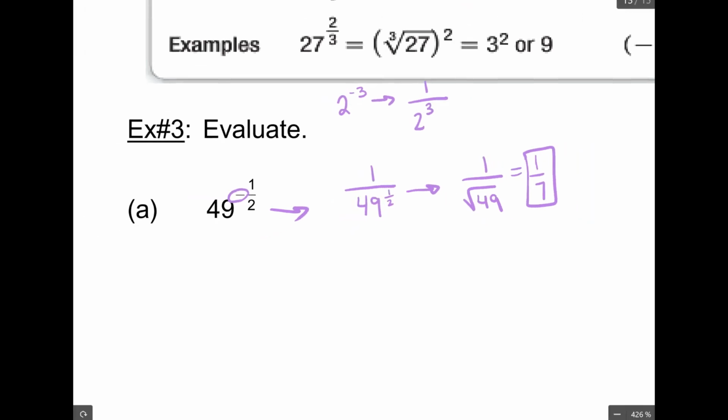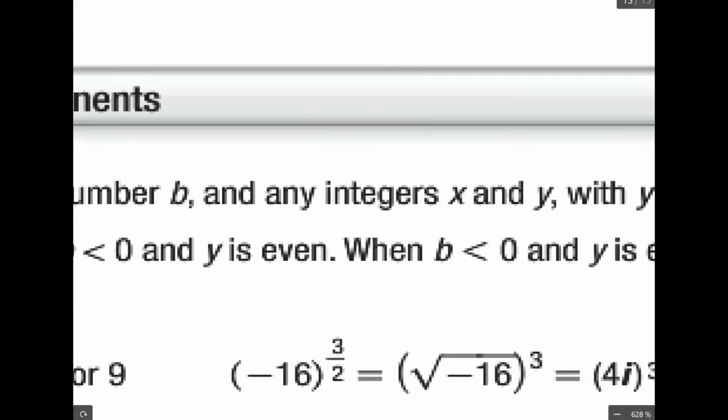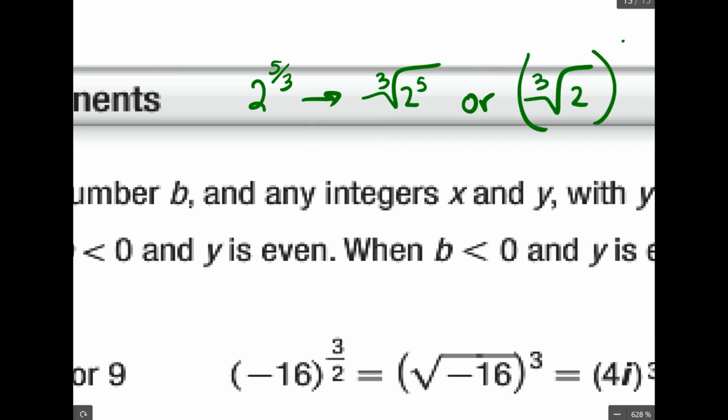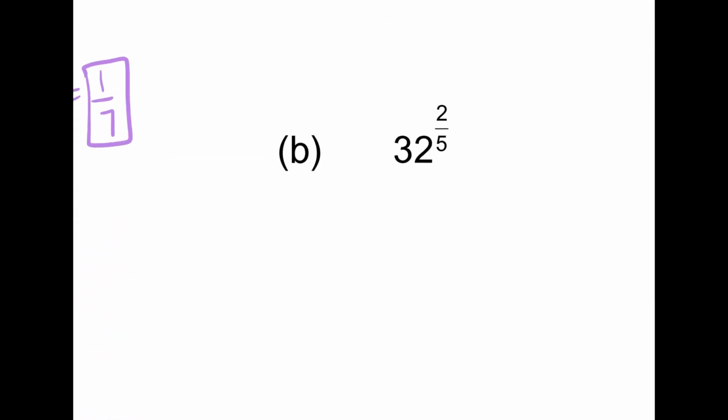Okay, so another thing we need to talk about besides the rules of exponents: what if I have 2 to the 5/3? Another way I could write this, what we have been doing, is the cube root of 2 to the 5th power. We could also say that this is the same thing as the cube root of 2, all to the 5th power. So that's another trick that we're going to use.